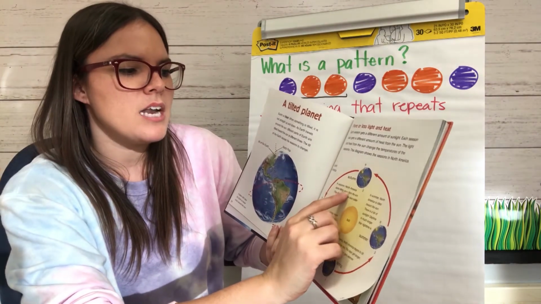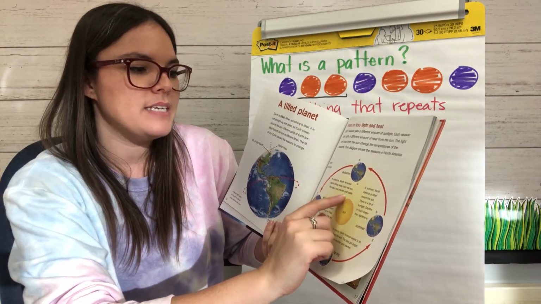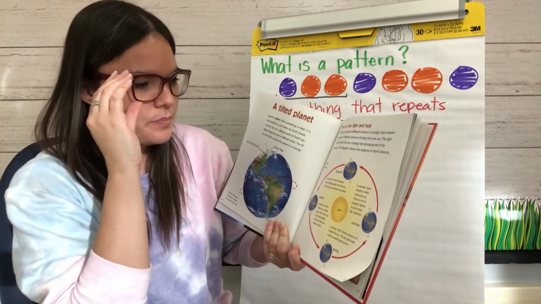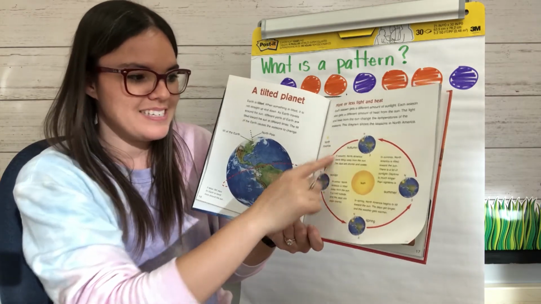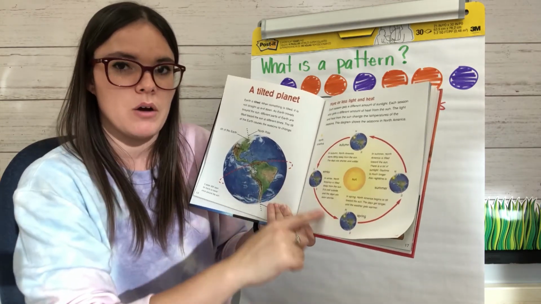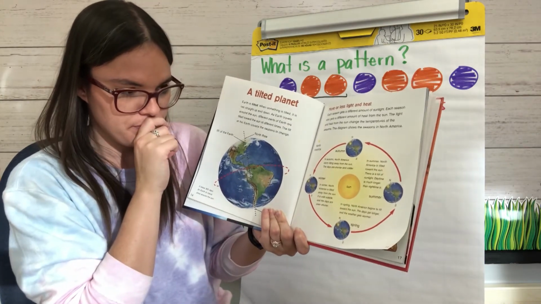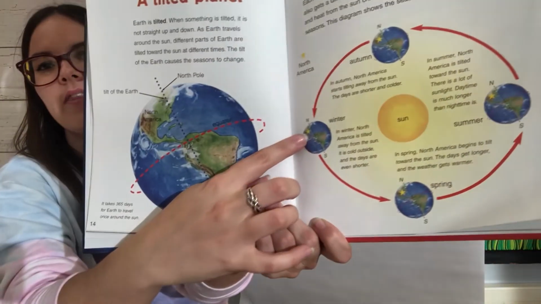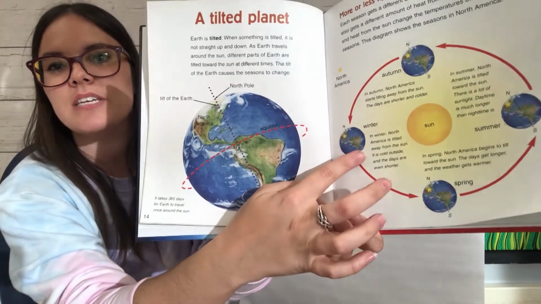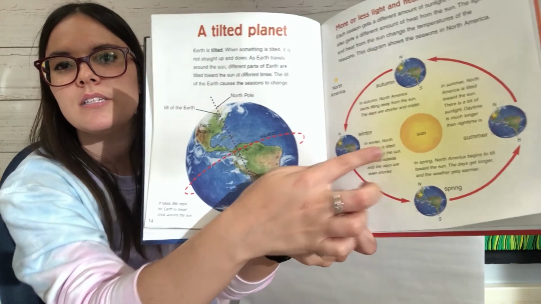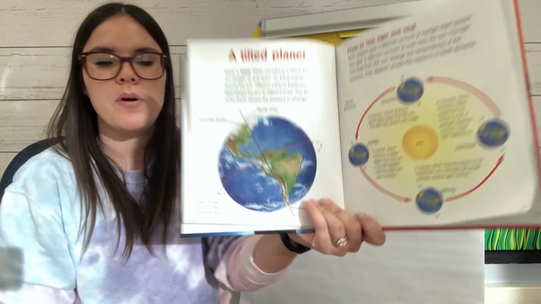It says, in autumn, North America starts tilting away from the sun. The days are shorter and colder. And then after autumn, we know is winter. And this is how the Earth is revolving around the sun. So after autumn is winter. And now notice that this is the top part and the bottom part is actually leaning closer to the sun than the top part is, because the tilt is going away from the sun.